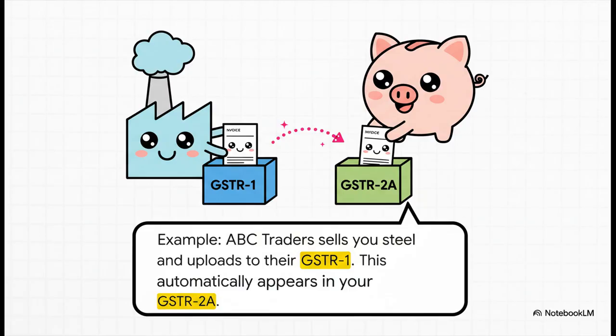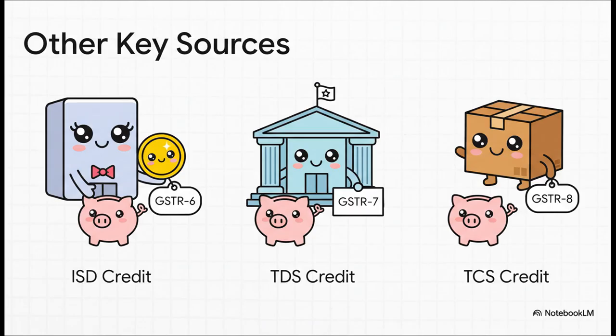So, the most common source is also the simplest. Let's say your supplier, ABC Traders, sells you some steel. When they upload that invoice to their sales return, their GSTR1, boom, it automatically shows up in your GSTR-2A. It's a direct connection. The other sources work pretty much the same way. If your head office sends you some credit for shared services, that comes from their GSTR6. If a government client deducts tax for you, that's TDS. It pops up from their GSTR7. And if you sell stuff on Amazon, their TCS filing shows up from a GSTR8.